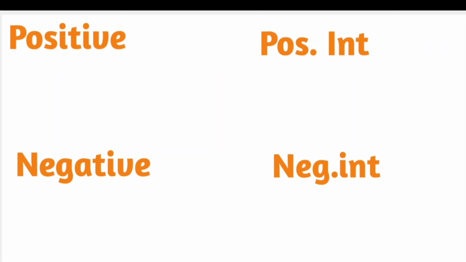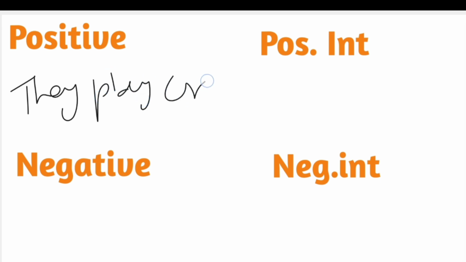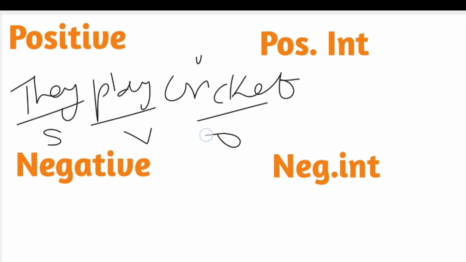Yes, now we will see one more example for the positive sentence. They play cricket. They is the subject, play is the verb, cricket is the object. They play cricket. This is a positive sentence, right?